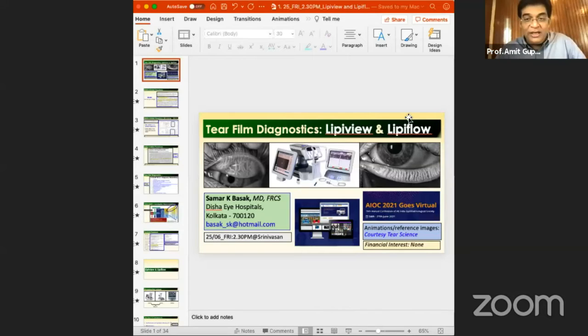And we move on to the last talk, which is by none other than Dr. Samar Basak. And I've always been very impressed by his clarity of thought, his practical tips, when to do something and when not to do something. He's always very clear in his mind. So we are looking forward, sir, to more tips on the status of LipiView and LipiFlow. How good are they? When we should use them? And what is their utility for an ophthalmologist?